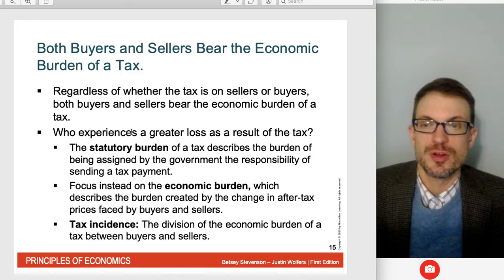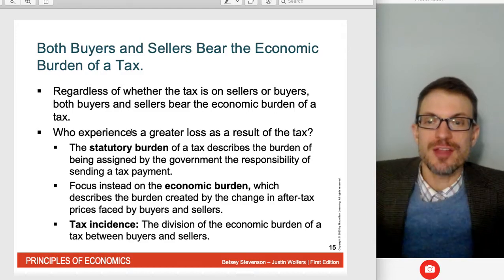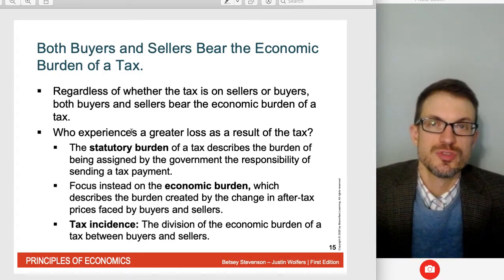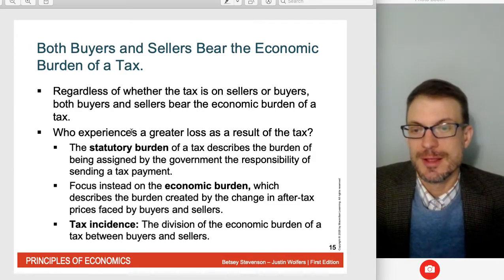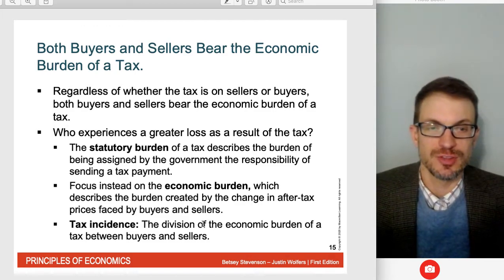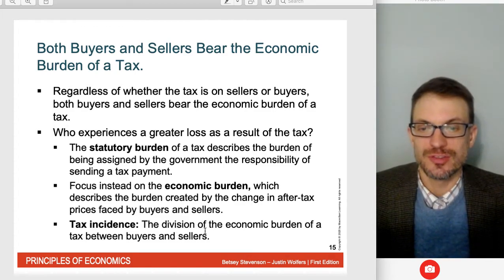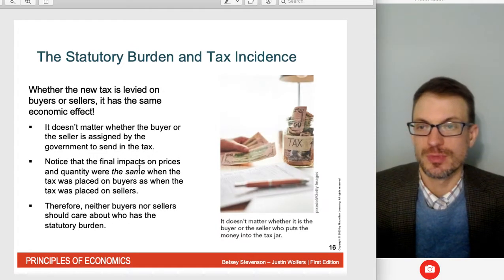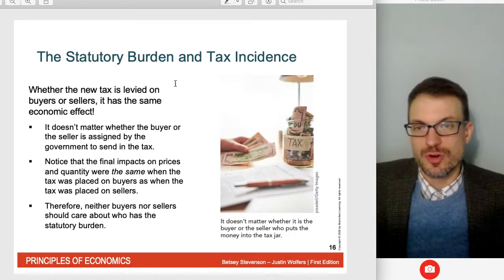Who experiences a greater loss from the tax? Well, the statutory burden describes the burden of the tax assigned in terms of who's got to send the money to the government. The economic burden tells us, well, who's affected? What's the change in the after-tax prices? Tax incidence is the division of the economic burden of a tax between buyers and sellers. So here's statutory burden and tax incidence.